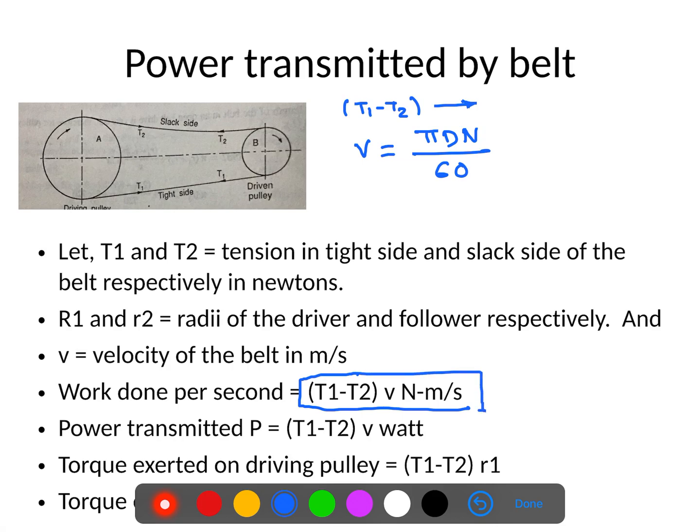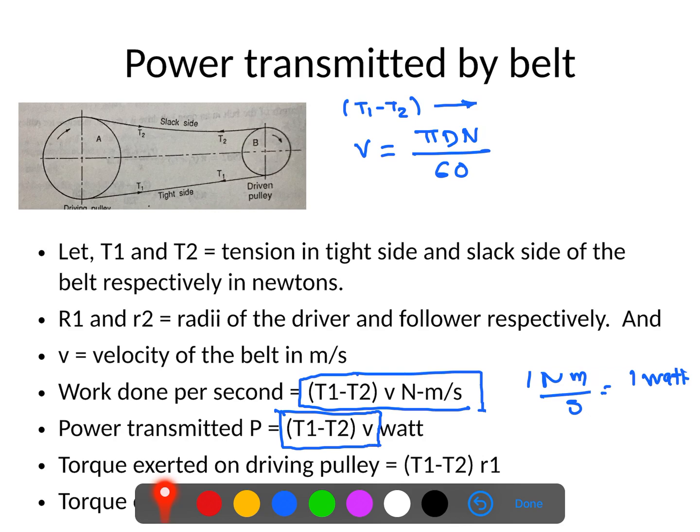As work done per second is nothing but power transmitted, the power transmitted P is equal to T1 minus T2 into V. Power transmitted P is equal to T1 minus T2 into V watts. As we know, 1 Newton meter per second is equal to 1 watt, right?